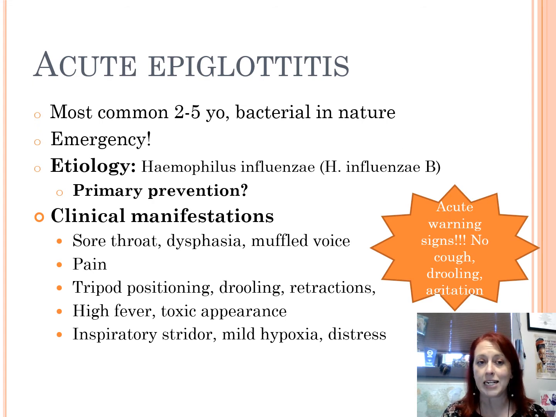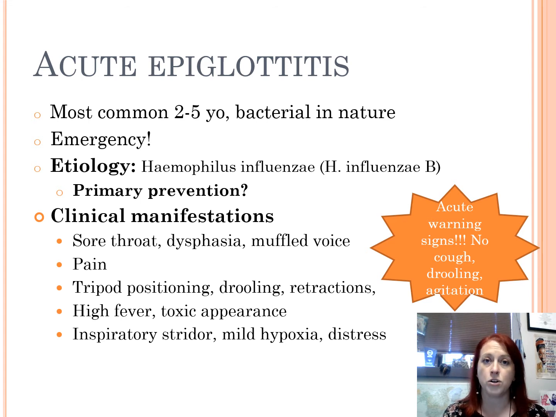So epiglottitis is common between our 2 to 5-year-olds, and it's bacterial in nature. We have a vaccine for this. The Haemophilus influenzae type B, or HIB, vaccine protects patients from this. So we don't see this very commonly at all in the United States because we have a vaccine for this. Now, we have seen a few more cases of it over the last few years just because vaccine rates have diminished over the last couple years, but this one mainly is preventable with vaccines.